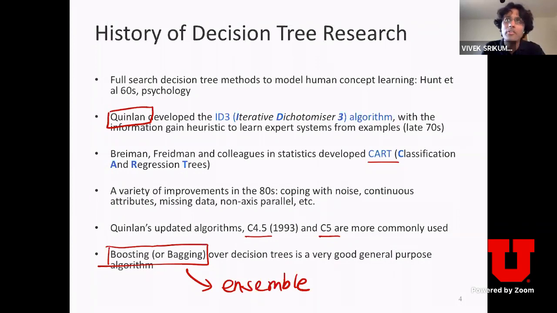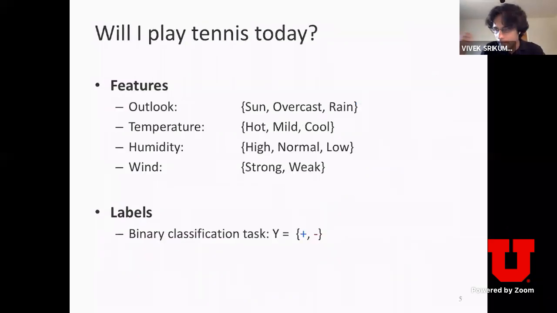So this is a very brief one-slide summary of the history. If you're interested, you should check out Tom Mitchell's book, the chapter on decision trees. This lecture is following that chapter. In fact, the example that we look at next to introduce the decision tree algorithm is from Mitchell. It involves deciding whether or not I should play tennis today.